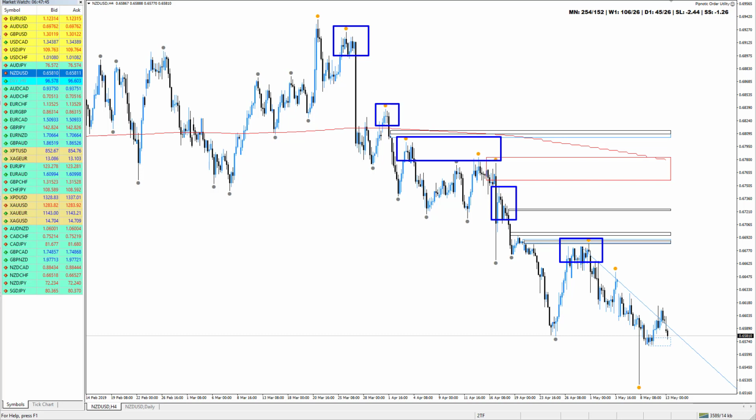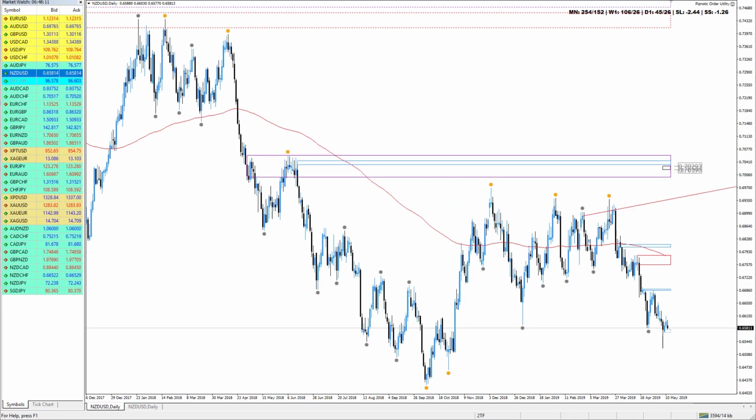And so if we go to a daily time frame, where do we have the same things? Well, we have this one here. It's a pretty big one, where price is now. We have this one below it. We have this one.